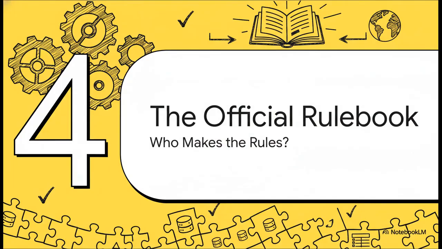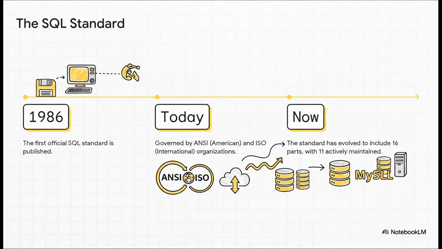But that begs the question, who actually writes this rulebook? It's not like every database company just makes up its own version of SQL. Nope. There's an official international standard that governs the entire language. The first standard came out way back in 1986. Today, it's governed by both the American National Standards Institute, that's ANSI, and the International Organization for Standardization, or ISO. This is what ensures that the core of SQL works pretty much the same whether you're using a small open-source database or a giant enterprise system.